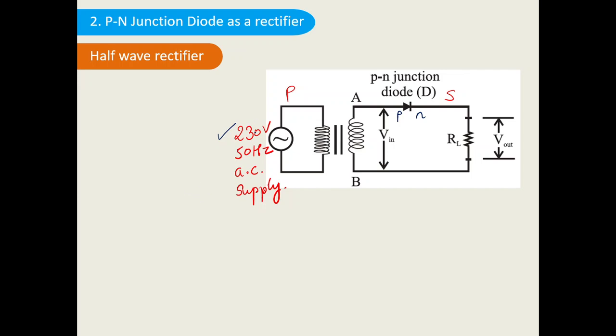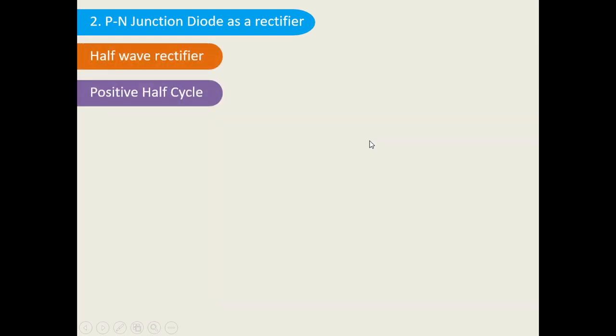Now we'll consider the half wave rectifier in two different cases, the positive half cycle and the negative half cycle. So you have to remember the circuit diagram. So, half wave rectifier in the positive half cycle. I'm drawing the circuit diagram like this. This is the input side.